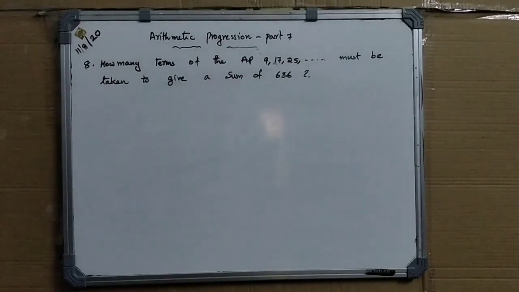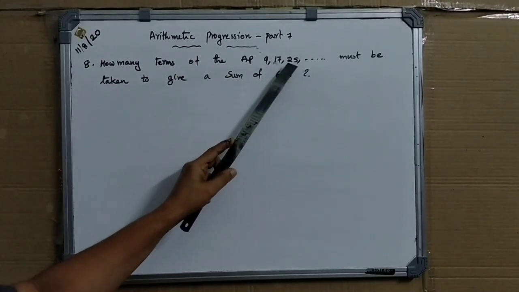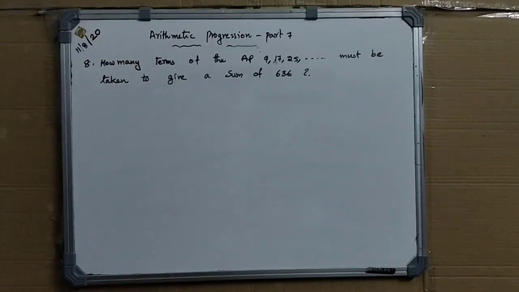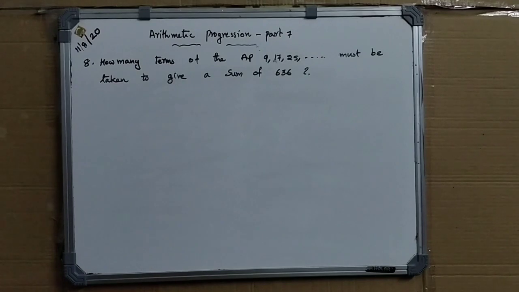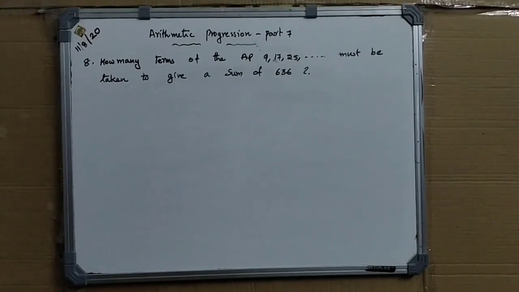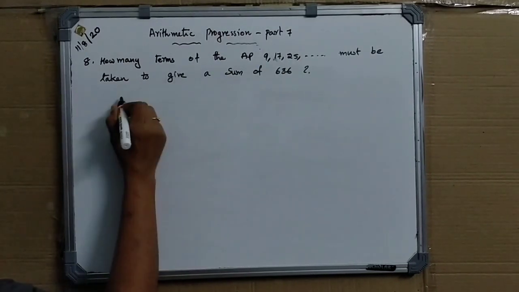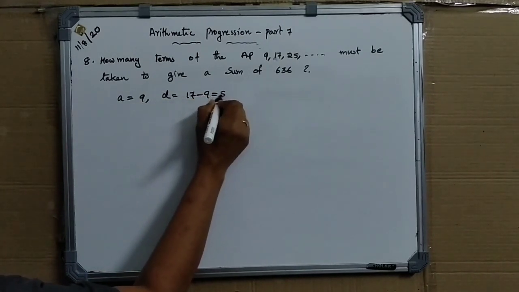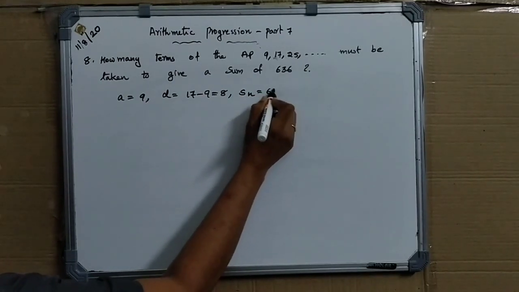Okay. Now the question is, how many terms of the AP 9, 17, 25, etc. must be taken to give a sum of 636? How many terms you have to consider to take the sum as 636? That is Sn equals 636. It is asked to find the number of terms n. So from the AP we know a equals 9 and d is 17 minus 9, that is 8. And it is given Sn equals 636.